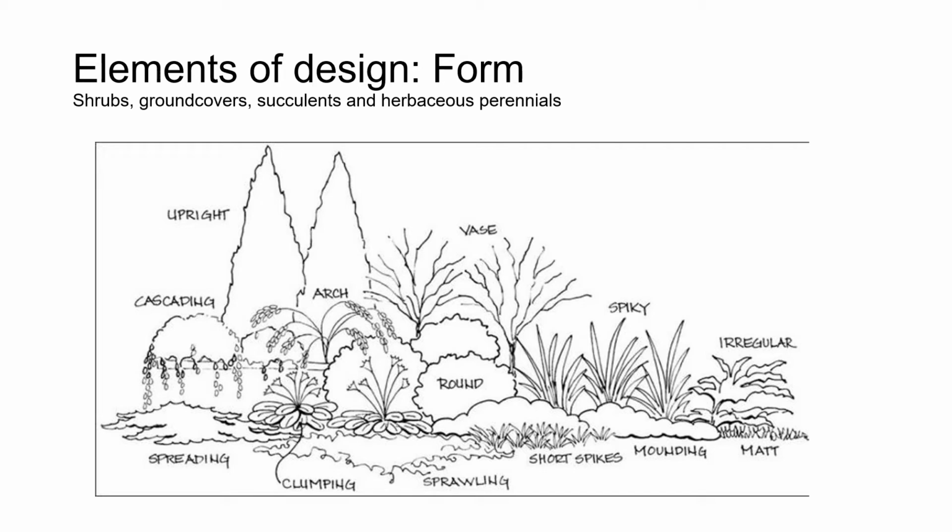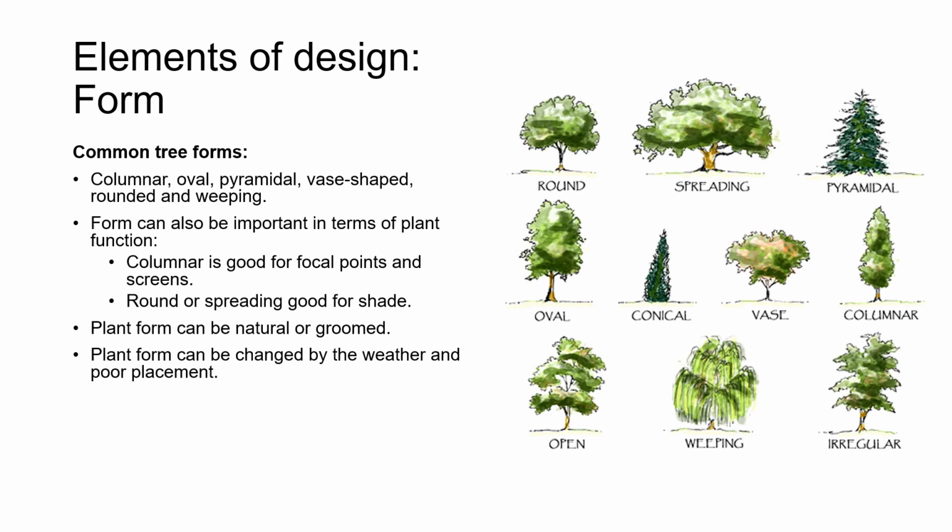As you already know, there's terminology that's widely accepted across the landscape industry to describe the form and shape of plants, and we discussed these terms earlier in the semester. The diagram here gives you a reminder of some of the commonly used terms for shrubs, succulents, and perennials. And this slide is a reminder of some of the most common terms used to describe the form of trees.